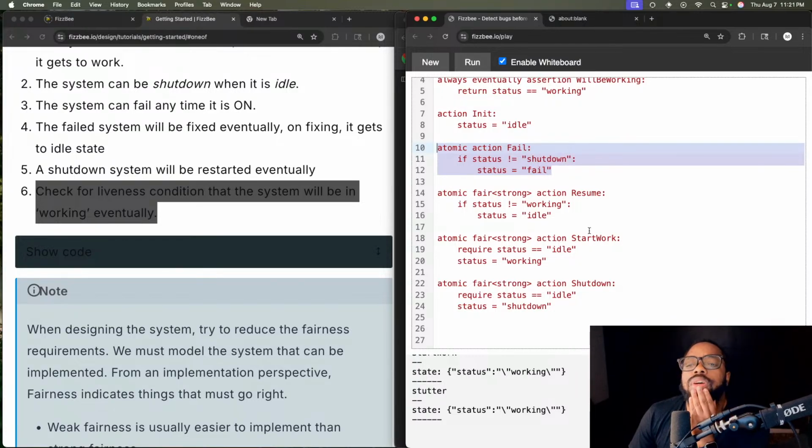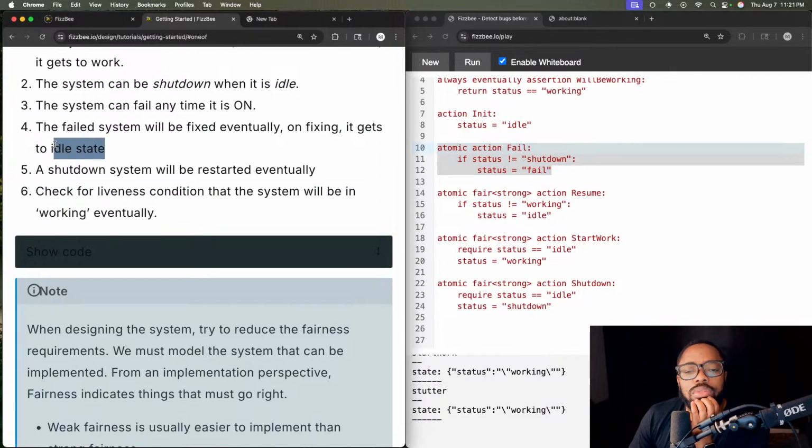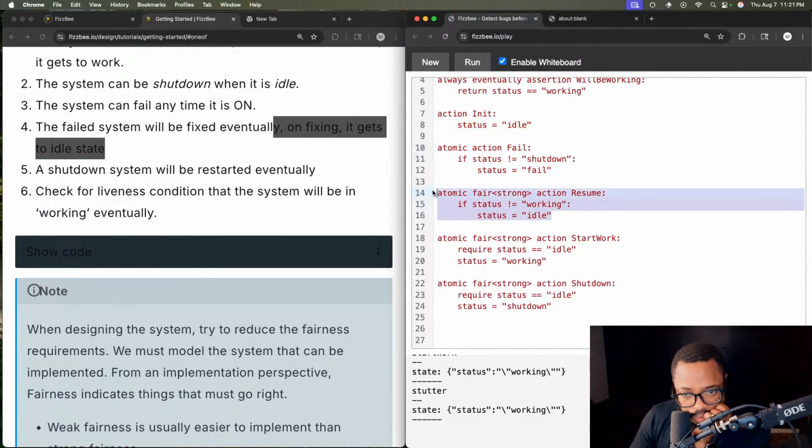When you go to fail, can you actually transition from fail back to working? Oh no. Yeah, fail has to go back to idle, which is handled by this.